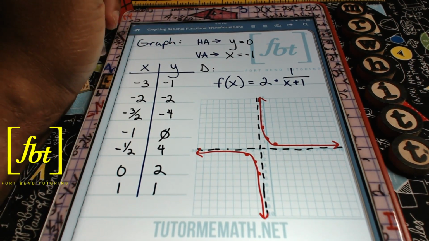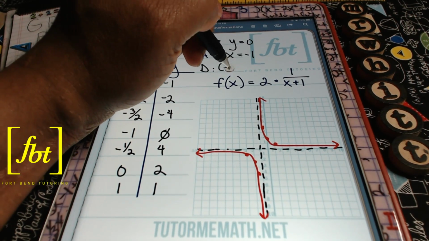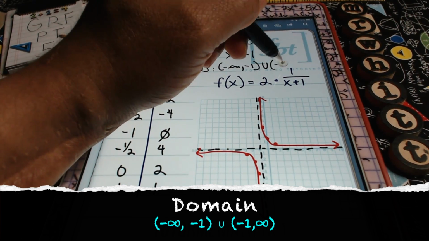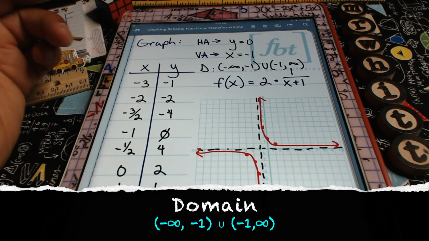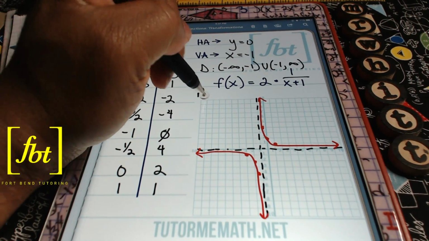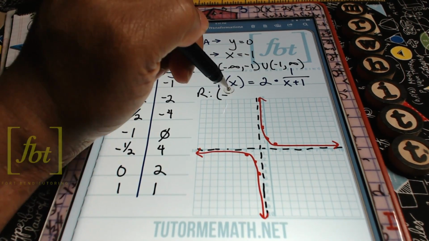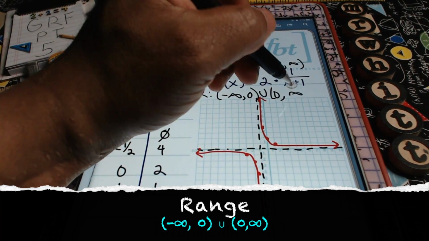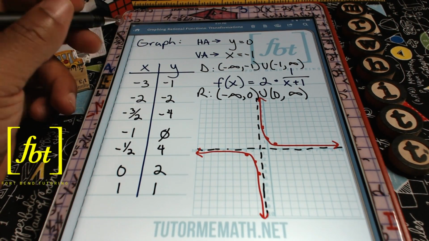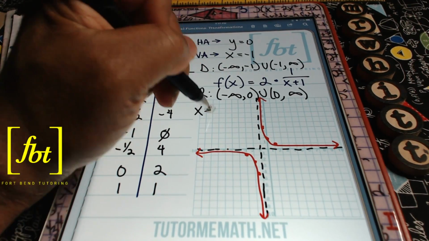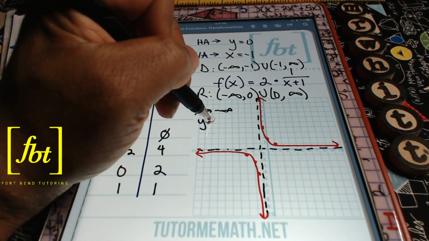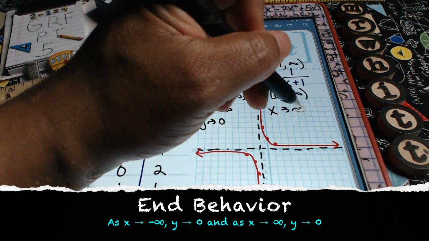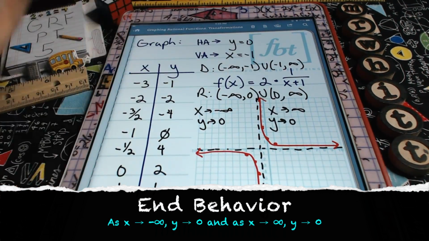So for instance, our domain is going to be from negative infinity to -1 union -1 to positive infinity. All right. As far as our range is concerned, our range is going to be from negative infinity to 0 union 0 to positive infinity. And as far as end behavior is concerned, as x approaches negative infinity, y approaches 0. And as x approaches positive infinity, y approaches 0.